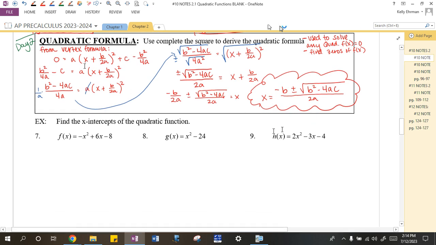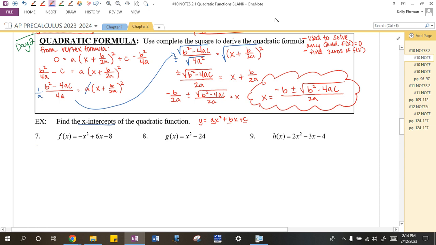Okay, do we have to derive the thing every time? Absolutely not. That's why we have this formula. So remember, you're going from a general form, y equals ax squared plus bx plus c. So the a, b, and c that we refer to are the coefficients in front of these numbers. All right, with all of that said, find the x-intercepts of the quadratic function.